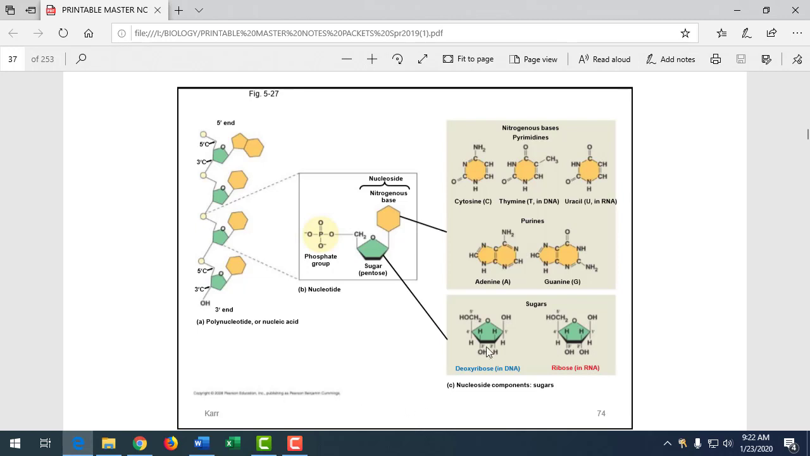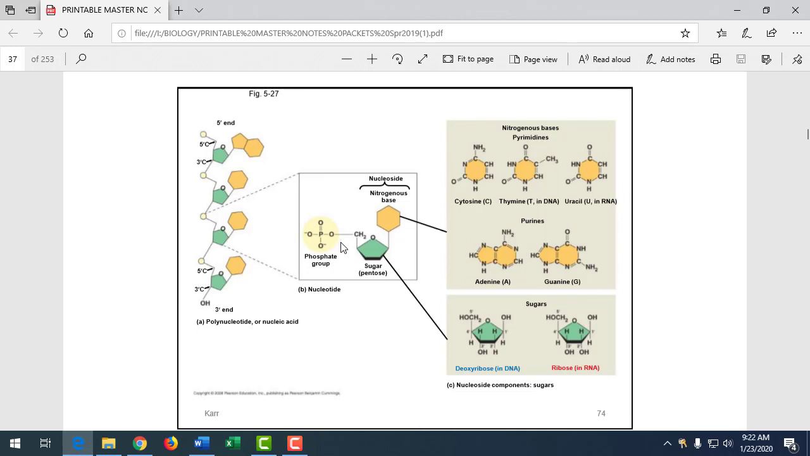The sugar in DNA is called deoxyribose, and the sugar in RNA is called ribose. That's the sugar piece. And then the nitrogen base, there are a couple of different types. If it's DNA, it's adenine, guanine, cytosine, and thymine. The only difference between RNA and DNA is the sugar and one of the nitrogen bases. We see uracil in RNA and thymine in DNA, but the other 3 remain the same whether it's DNA or RNA. So the repeating unit is, again, this nucleotide.